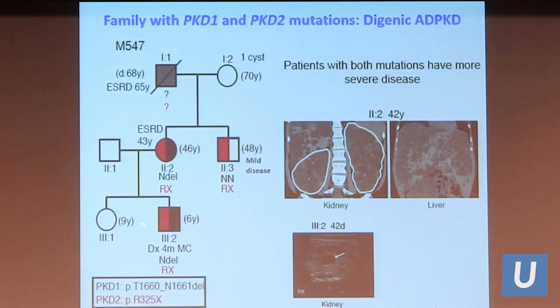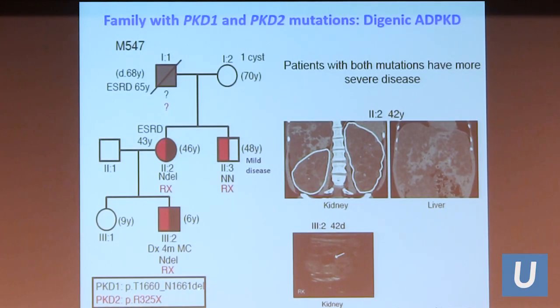fully inactivating PKD1 mutation. The child here that inherited both of these changes was found to have cysts by 42 days of age, and so the disease seems to be more severe if you have two mutations, although not the very early onset disease. One caveat here is that the PKD1 mutation is an in-frame change, and so may not be a completely inactivating mutation.